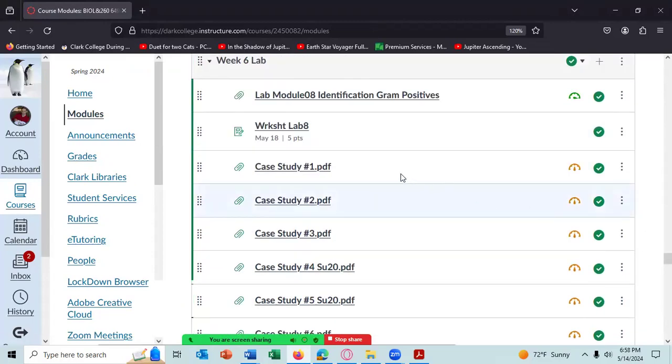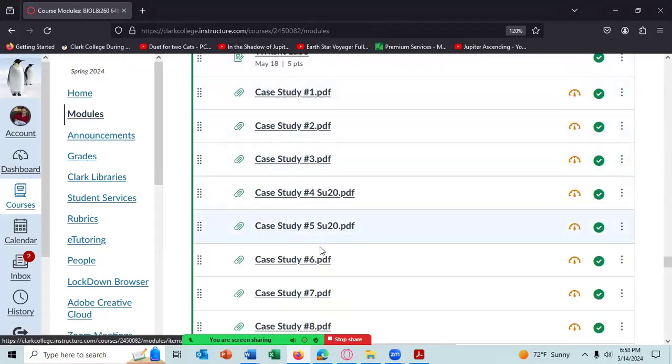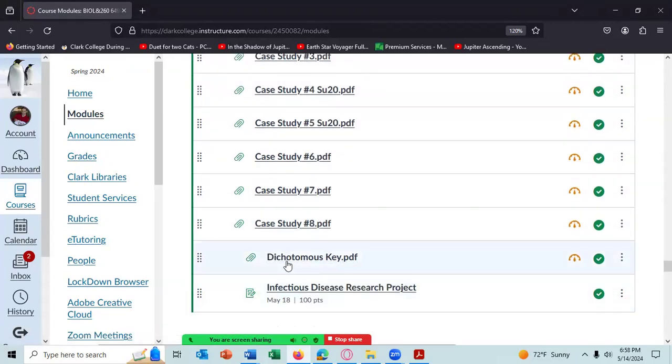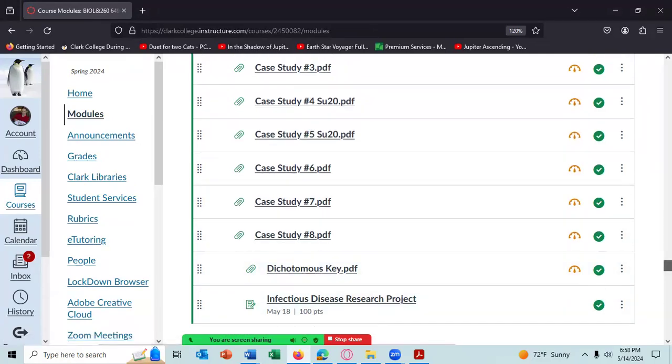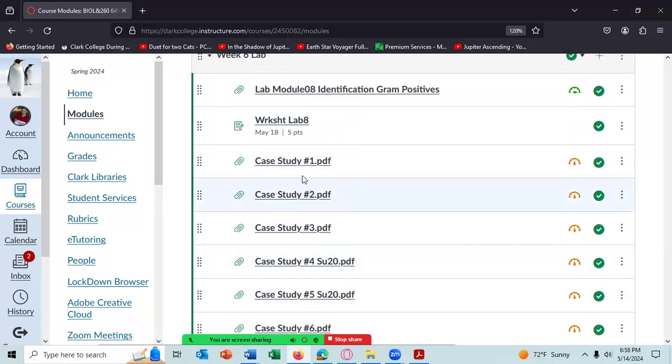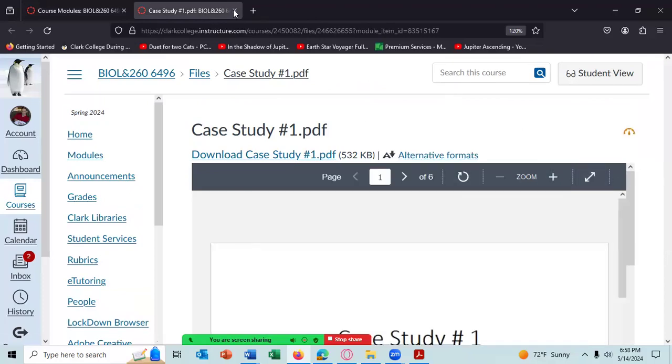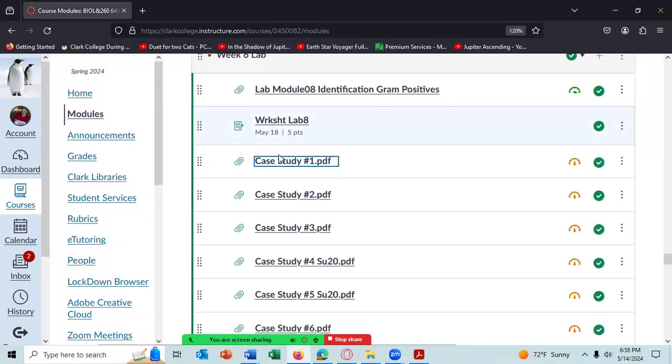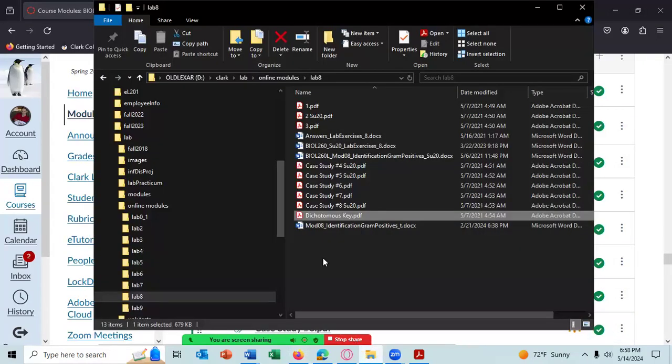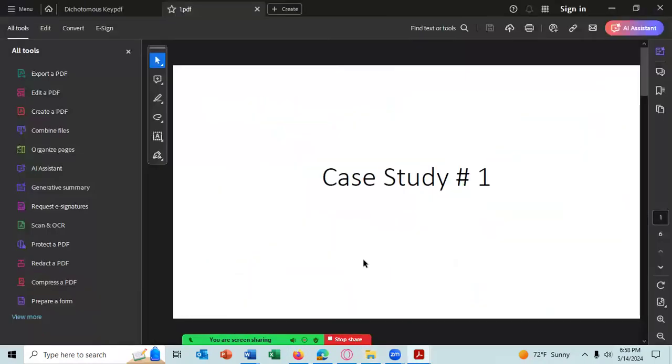There you go. So besides, in this case, the lab module and the worksheet, you're also going to have to open up 8 case study files, as well as the dichotomous key. Let's only look at case study 1 and I'll begin that one. Actually, I have a better way to do that. Case study 1, let's close that.